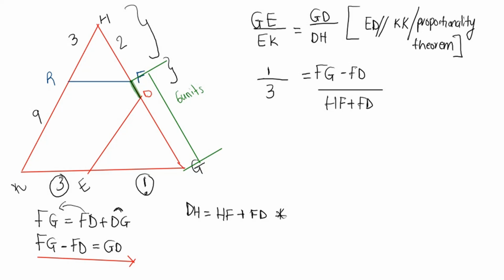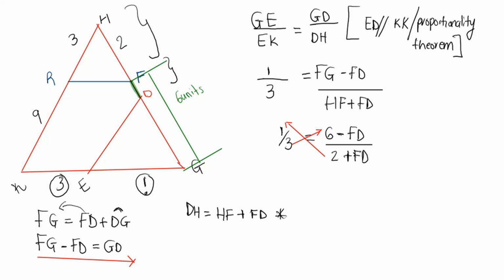Okay, and then from here, guys, we're going to substitute the other known values that we have. What is our FG? Our FG, we found that to be 6 units. So where we see FG, we're going to put 6 units, minus FD, which is what we're looking for, all over HF. So what is our HF? HF is equal to 2 plus your FD, which is what we are looking for. From here, guys, we are just going to cross multiply so that we get rid of the denominators.